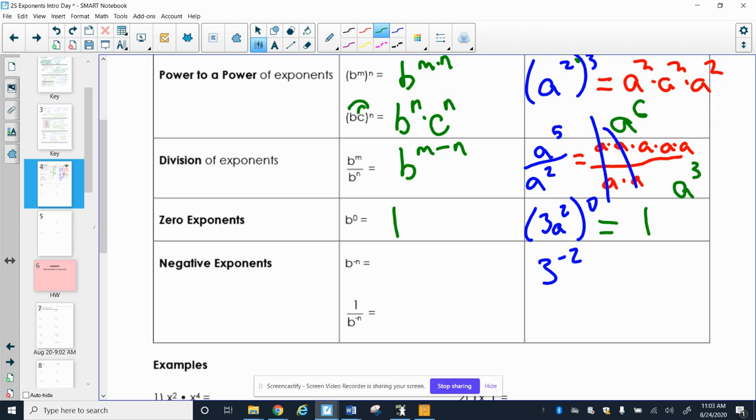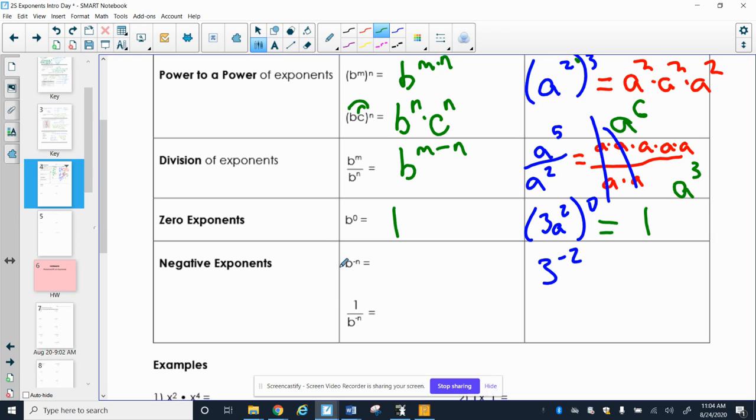Negative exponents. Okay, so we have a special rule with negative exponents. Typically in math, we don't express answers with negative exponents. We express all answers with positive exponents. So we have to know how to rewrite a negative exponent into a positive exponent. The way we do it is we flip it from the numerator to the denominator, or if the negative exponent is in the denominator, it's going to come up to the numerator.